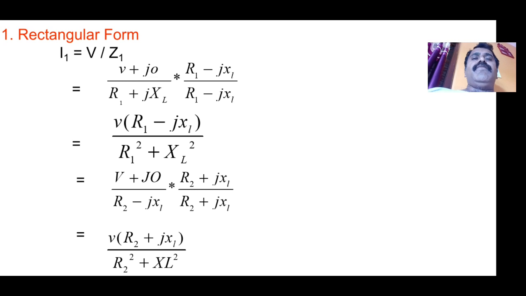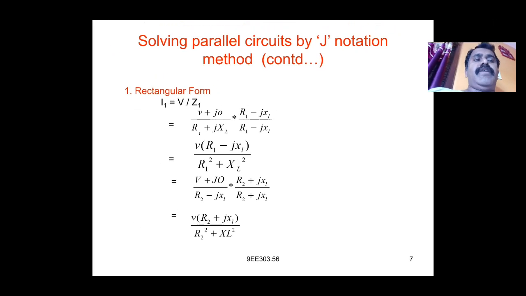Again, in rectangular form, by the first method I1 is equal to V by Z1, where Z1 is equal to R1 plus JXL. If we multiply and divide by R1 minus JXL, again we get I1 as V into R1 minus JXL divided by R1 square plus XL square.